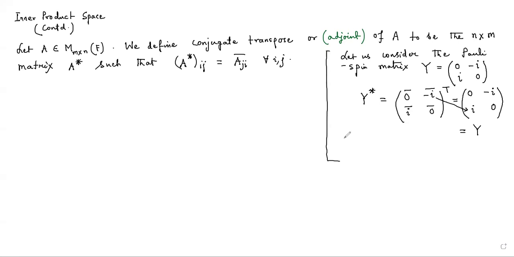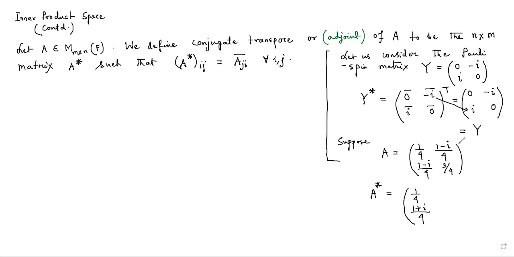So for example, if I consider any other matrix, say the matrix capital A, which is given by 1 by 4, 1 minus I by 4, 1 minus I by 4 and 3 by 4, then its adjoint by this rule would be 1 by 4, 1 plus I by 4. This 1 plus I by 4 is the conjugation of the element 1 minus I by 4, because I am taking the transpose, and this is 1 plus I by 4, and this is 3 by 4. Okay, but here you see, this matrix A star is actually not equal to A.